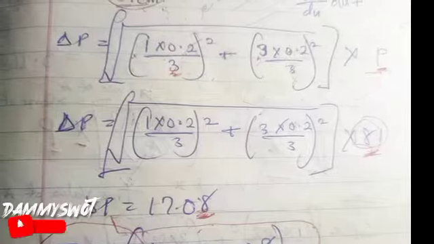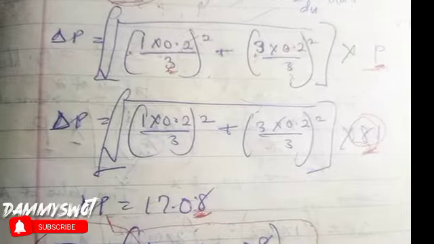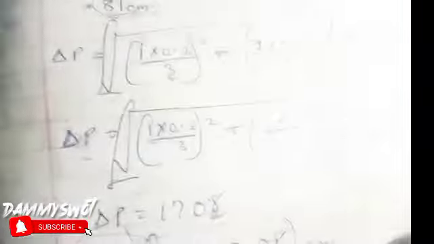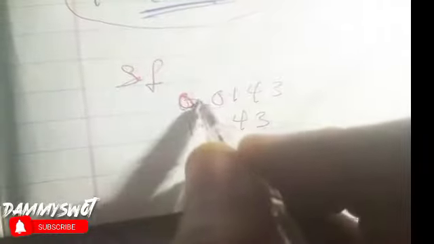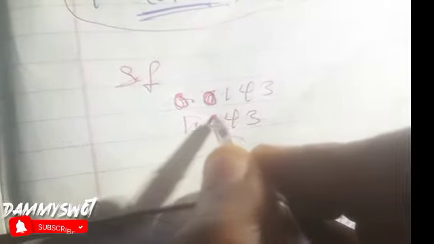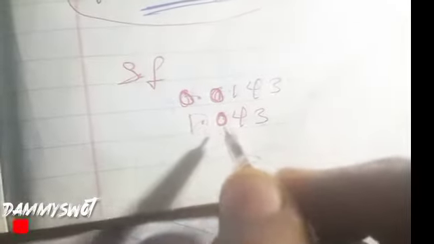So now finally I will give you a question, or an example, on standard deviation and significant figures. Now for significant figures, please take note. If you have 0.0143 and you have 1.043, the 0 here is not significant, but the 0 here is significant because there's a number in between.